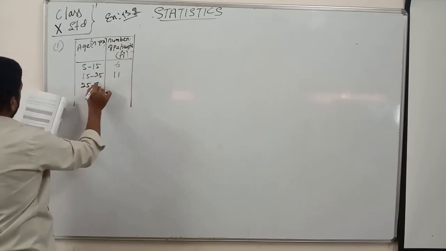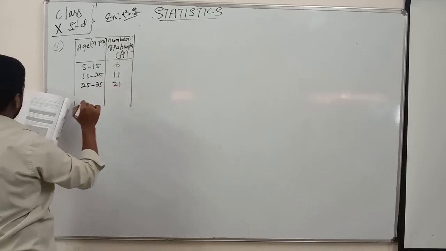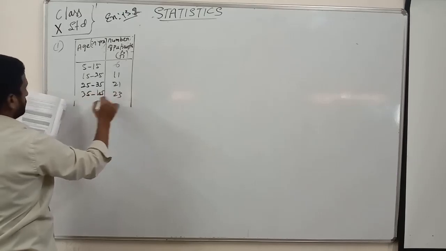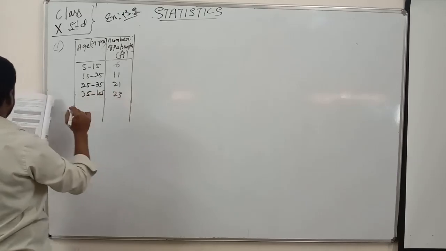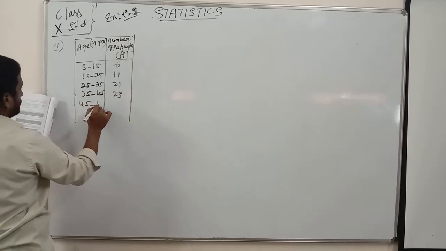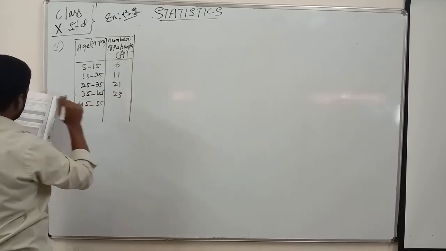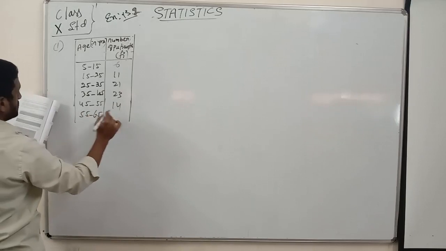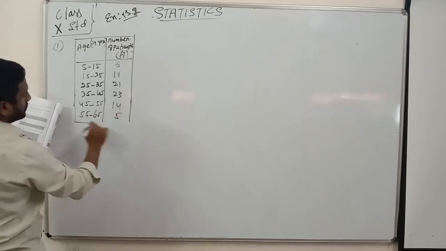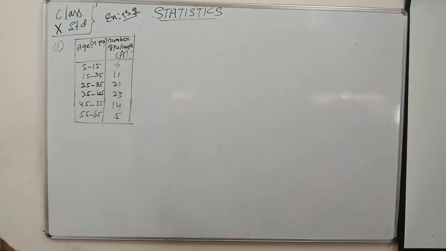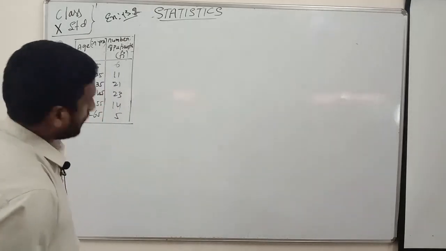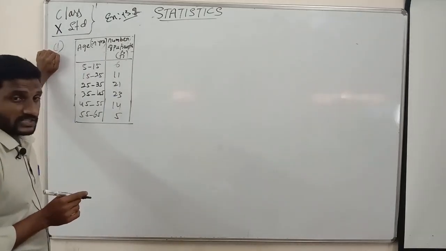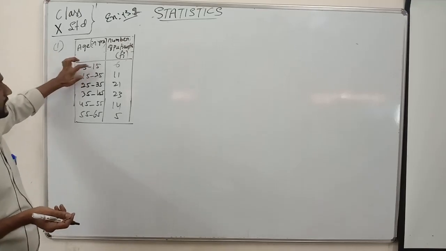Again 25 to 35, 21 patients admitted. Similarly 35 to 45, 23 patients. Again 45 to 55, here 14, and 55 to 65, here 5 patients admitted. So this is what is given. We already learned this in 9th standard. This is an exclusive form. Exclusive means the upper limit is repeated again as the next lower limit.